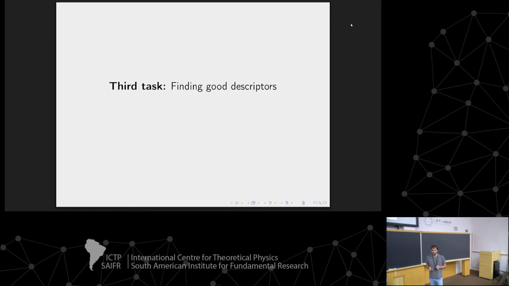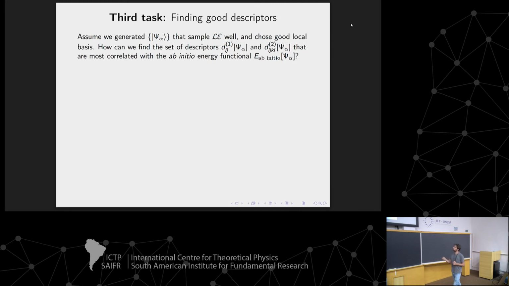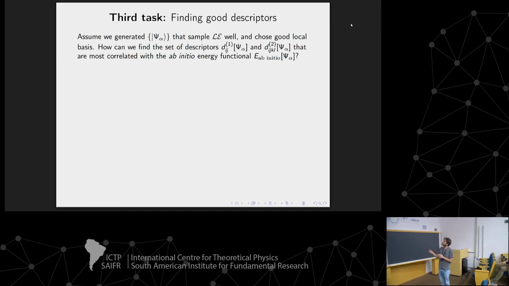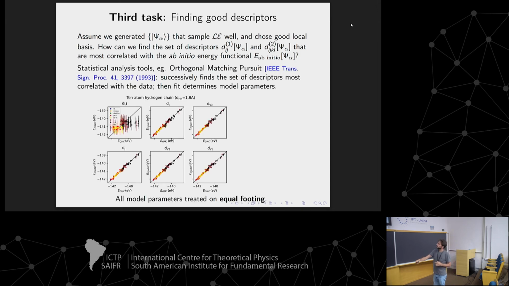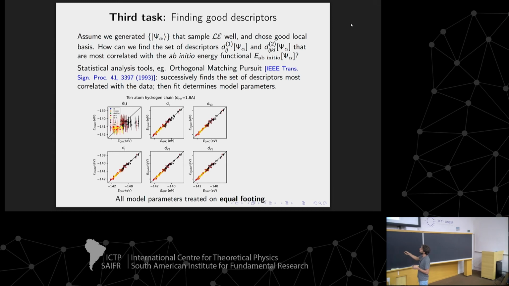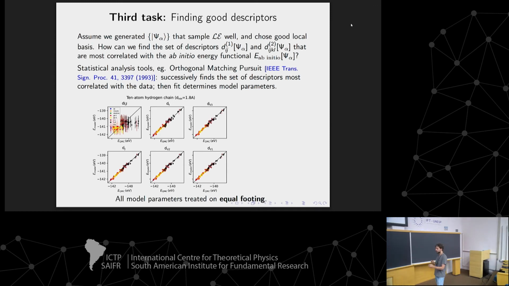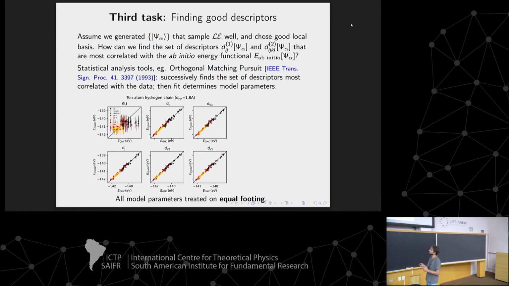And that's what we want. The third task: we can assume that we have sampled the low energy space, and now we want to find which of these matrix elements of the reduced density matrix are most important in fitting this low energy space. To do that, we can use statistical analysis tools. Here I'm showing just one possibility, a method named orthogonal matching pursuit, that successively finds the descriptors that are most correlated with the ab initio energy. So here I'm just trying to represent that.